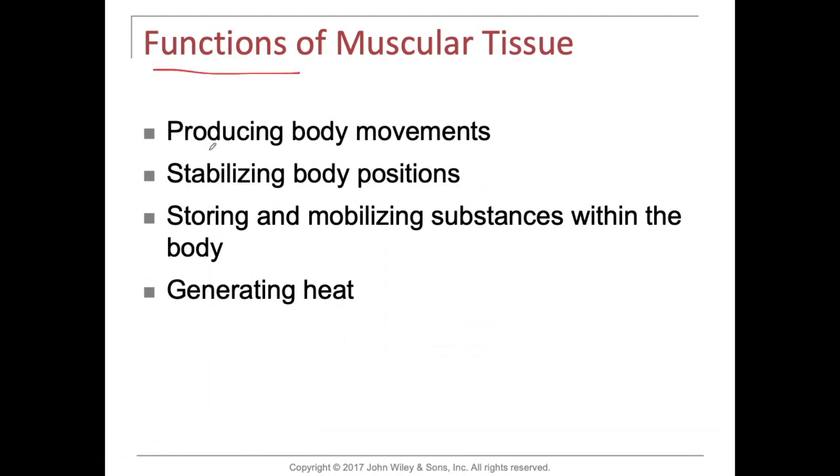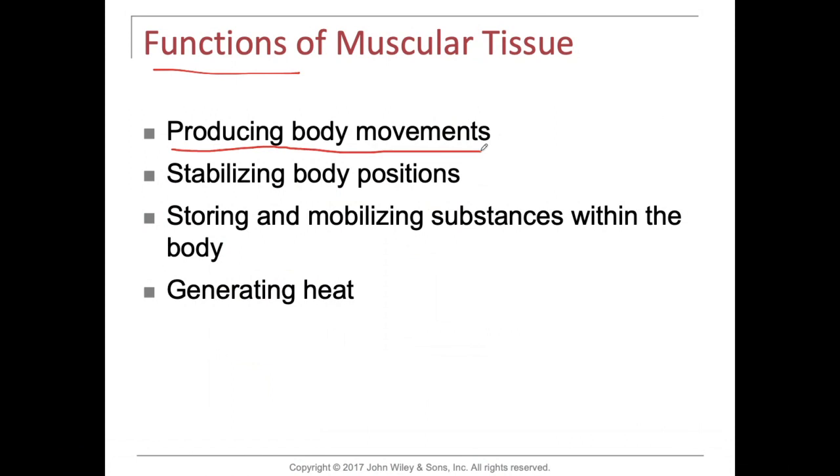Now, when we think of muscle, we know that there are three types of muscle. We know there's skeletal muscle, cardiac muscle, and smooth muscle. But what we're going to be focusing on is skeletal muscle. So when skeletal muscles contract, they have the ability of producing body movements. How is that possible? When muscles contract, they create tension.